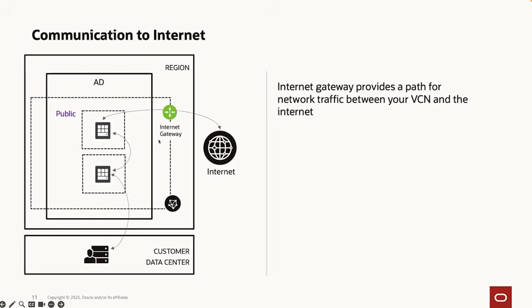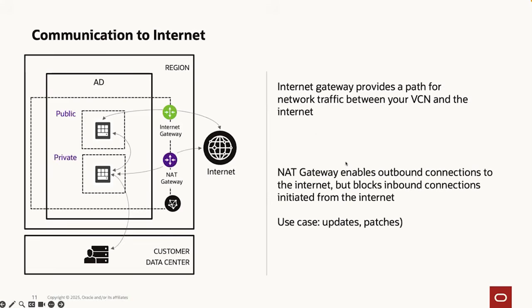So you can see here that the internet gateway is connected to this public subnet and not the private subnet, because the private subnet does not have or allow public IP addresses in it. So connections that originate in your VCN that are destined for a public IP address go through the internet gateway. And connections that originate outside of the VCN destined for a public IP address inside of the VCN also go through this internet gateway.